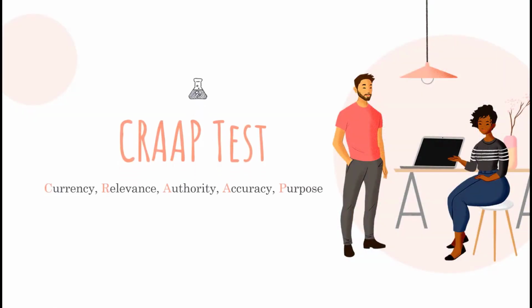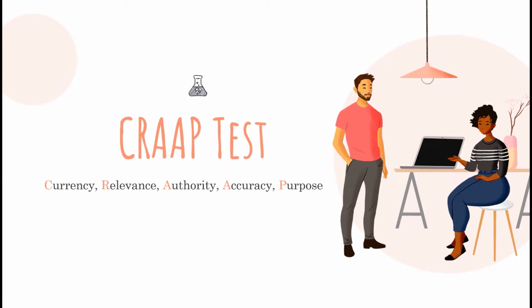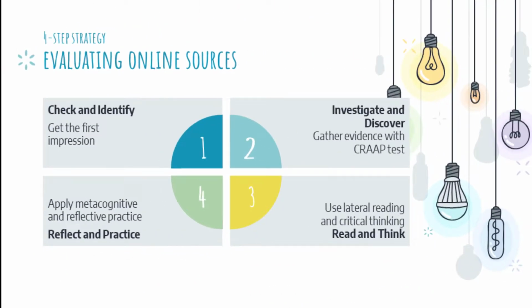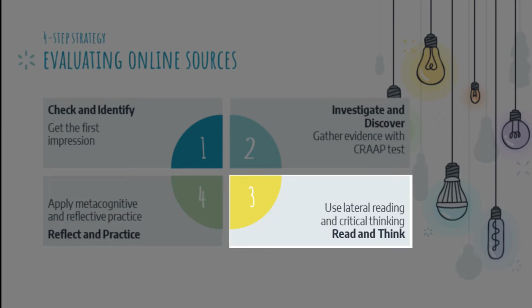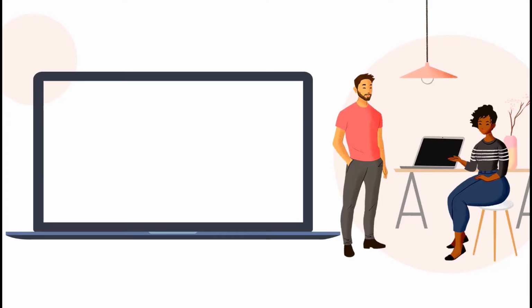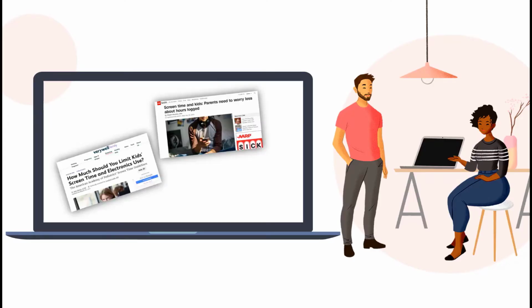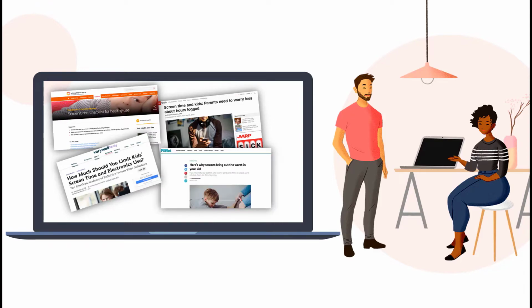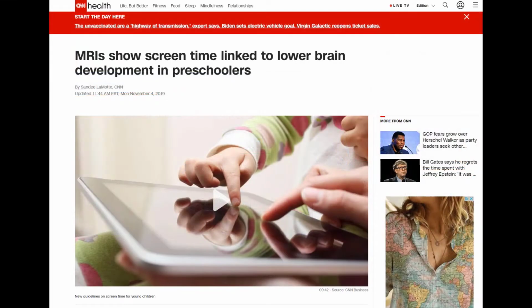After the second step of evaluating sources with the CRAB test, we need to further evaluate sources through critical thinking and lateral reading. Lateral reading means that we need to consult multiple sources on the same topic and compare diverse perspectives. Let's see what the benefit is of reading laterally with some examples.